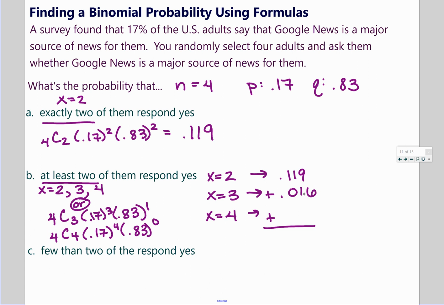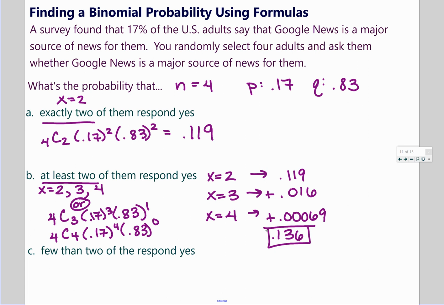For x is 4, I'm going to get a really tiny number. Mine says 6.9 e negative 4. So that means times 10 to the negative 4th, which means my decimal is 4 spaces to the left. So I'm going to have 3 zeros and then 6.9 at least. And there's a bunch of stuff after that. Add them together. And I get 0.136 if I round it to 3 decimal places.